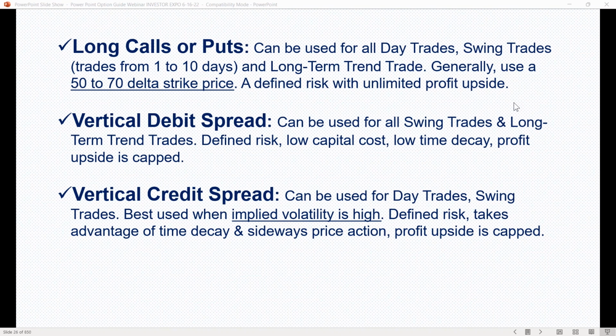And then there's the ultimate credit spread, the vertical credit spread. That can be used also for day trades or swing trades. And it's better to use when implied volatility is high, because you get more premium to sell. Now, they're also defined risk, take advantage of time decay, and are great for sideways price action markets. So we're not in a sideways market right now, but when we are in a range bound market, credit spreads are a great way to go.